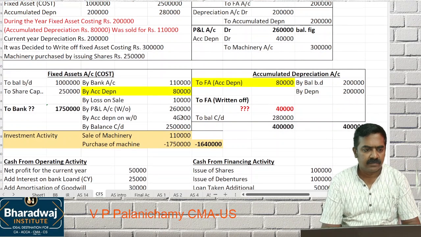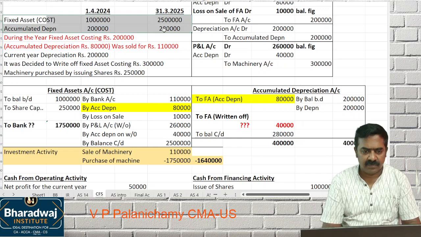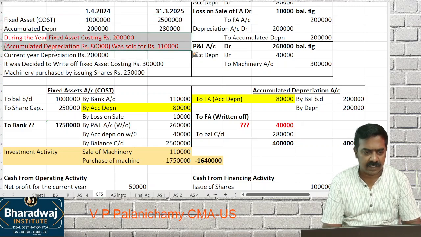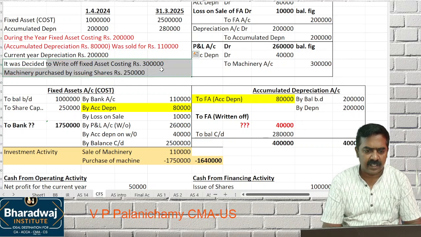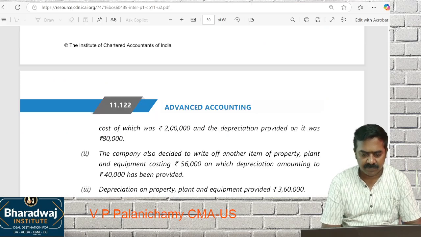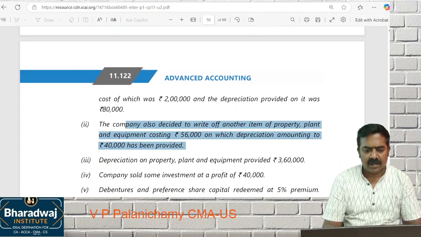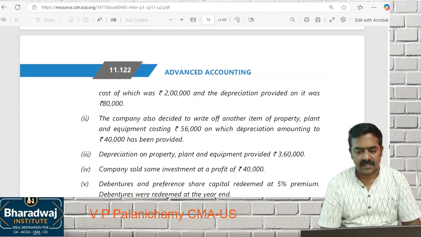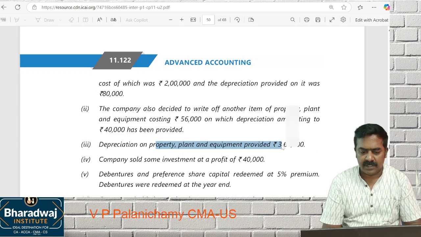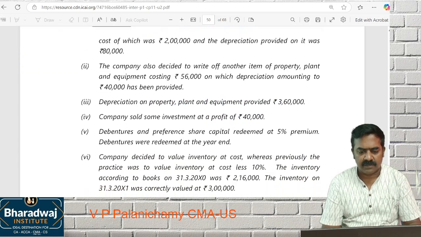This one. I've given the same kind of illustration or kind of a question. It was decided to write off PPE, all those things. Same thing is given here. One is sale of asset, another one is which one? Writing off assets. Depreciation on PPE is given to us. The company sold some investments at a profit of 40,000.